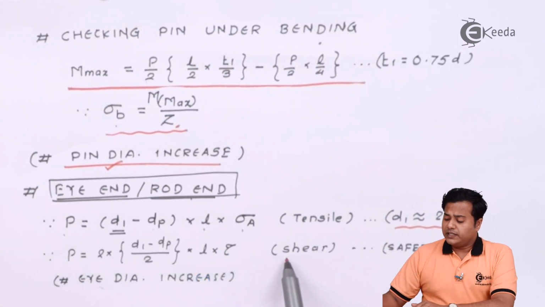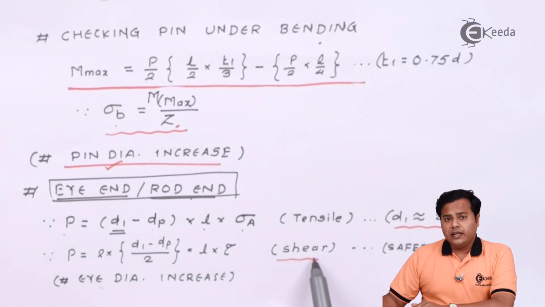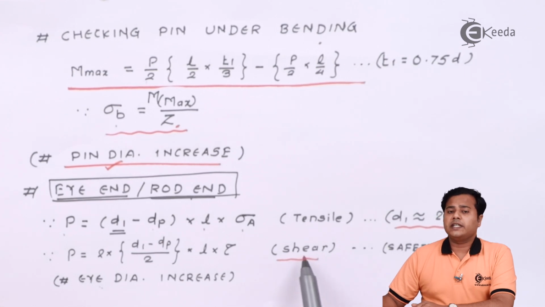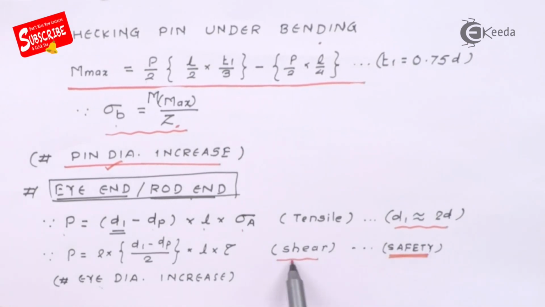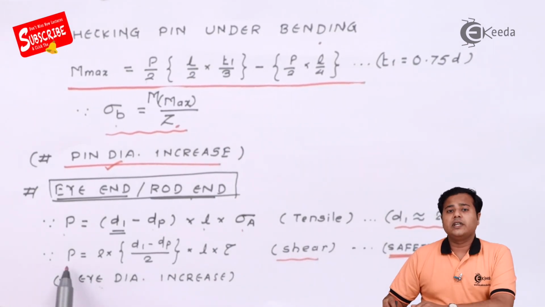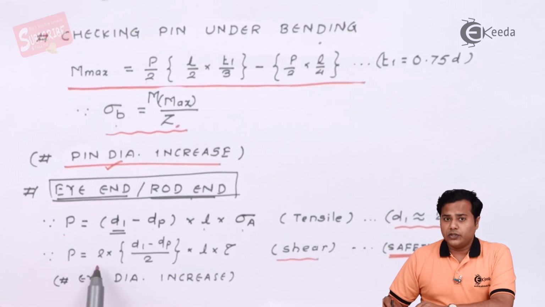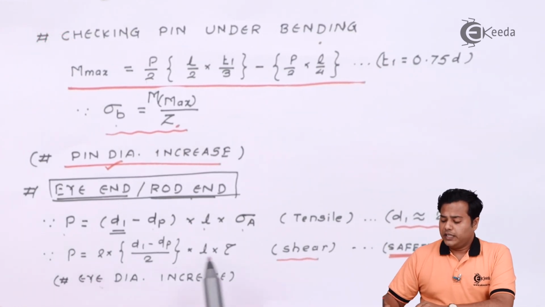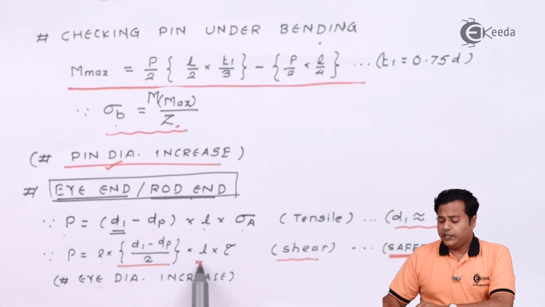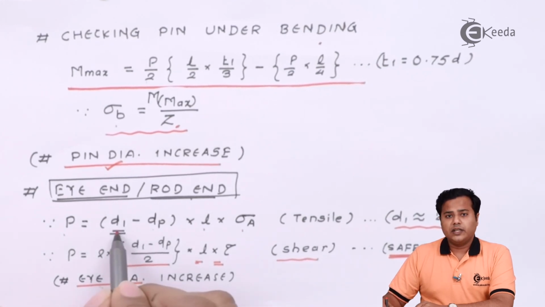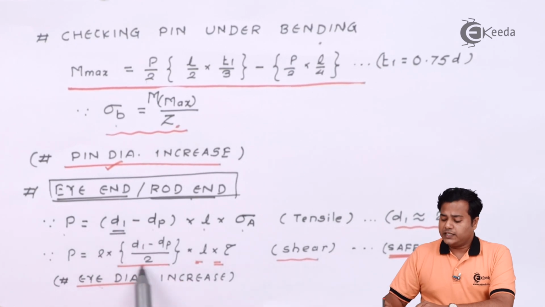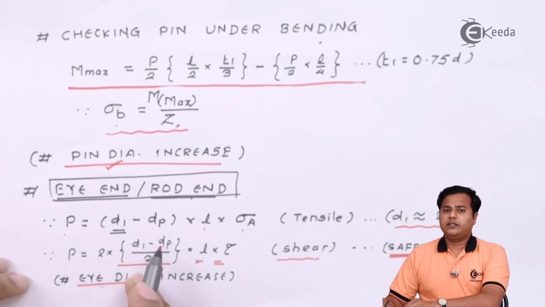Second thing, we'll consider that it is failing under shear, and if it is safe in shear, we'll say that the product is safe, and that's why it is a safety check by means of shear. For that, the formula we are going to use is axial load is equal to twice, because we know that it is going to fail under double shear, the projected area into its length into shear strength. If it fails here, we have to go back and change the diameter of eye, which is D1. We will increase it, see whether it is safe again or not, and keep on repeating till we get the safe diameter.